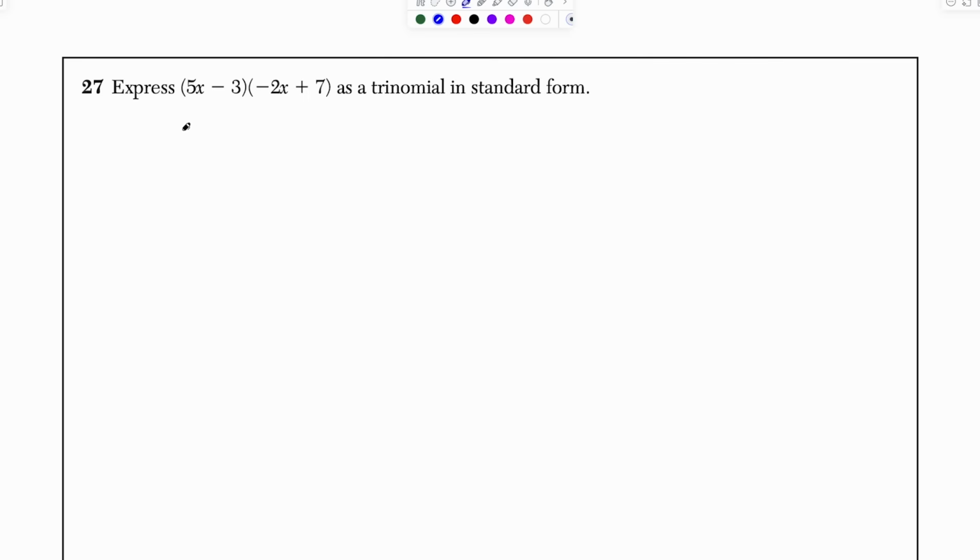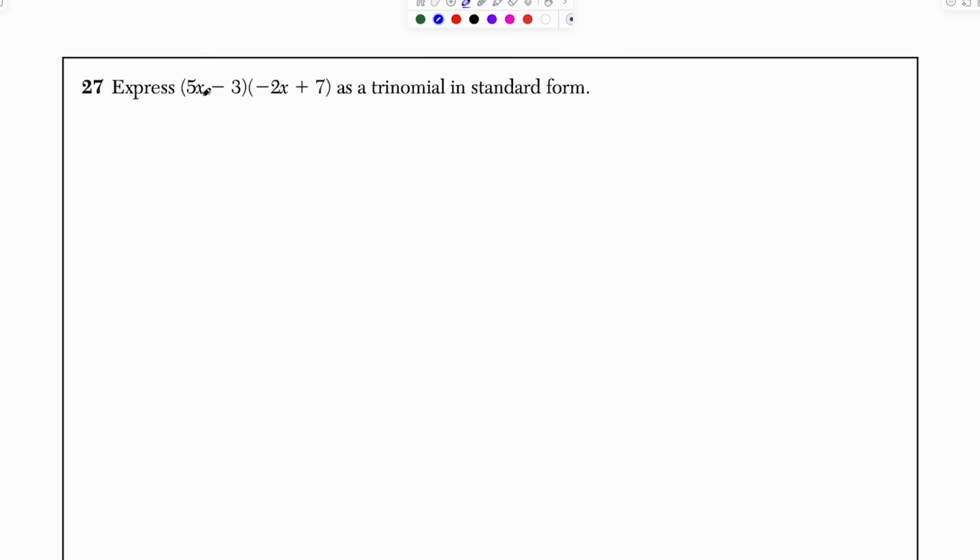Question 27, express (5x - 3)(-2x + 7) as a trinomial in standard form. So for this one, we have to multiply these two binomials. And for this, I like to use the distributive property. Now, you can use FOIL, but the reason why I don't go to FOIL right away is because if we had to multiply a trinomial by a binomial, then we can't use the FOIL method. So the distributive property works for any case.